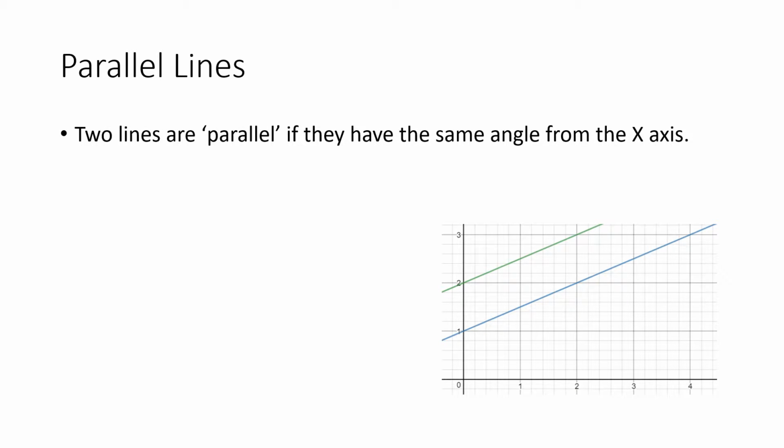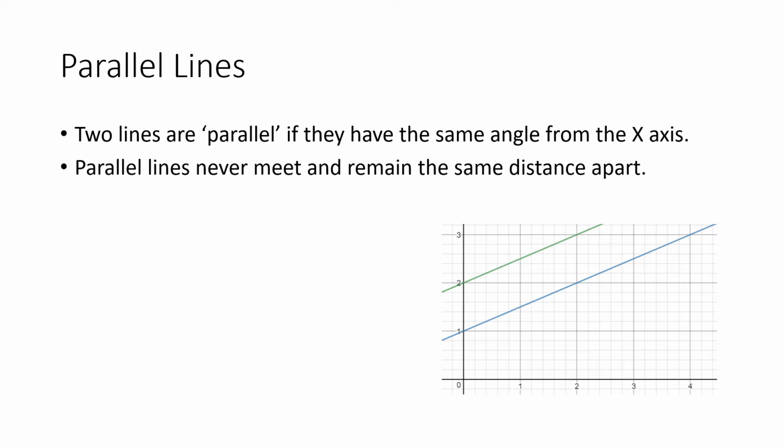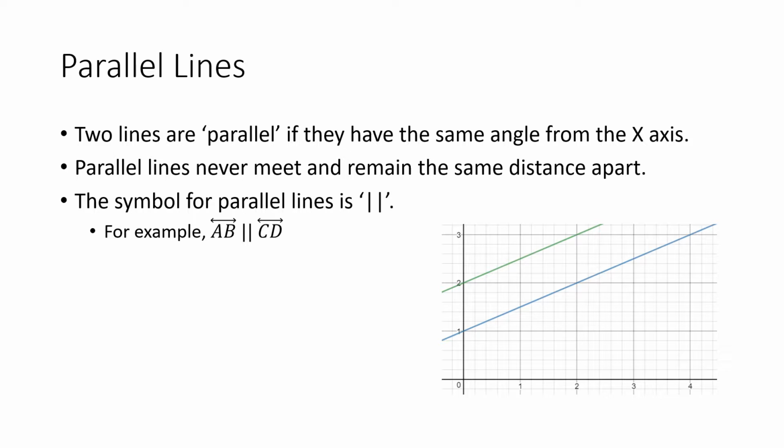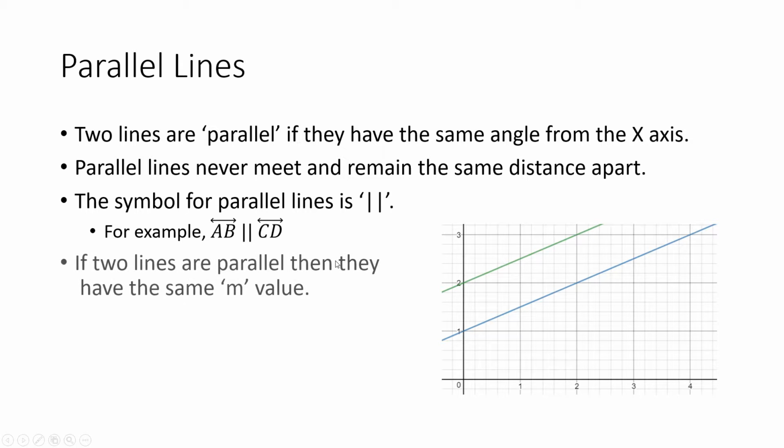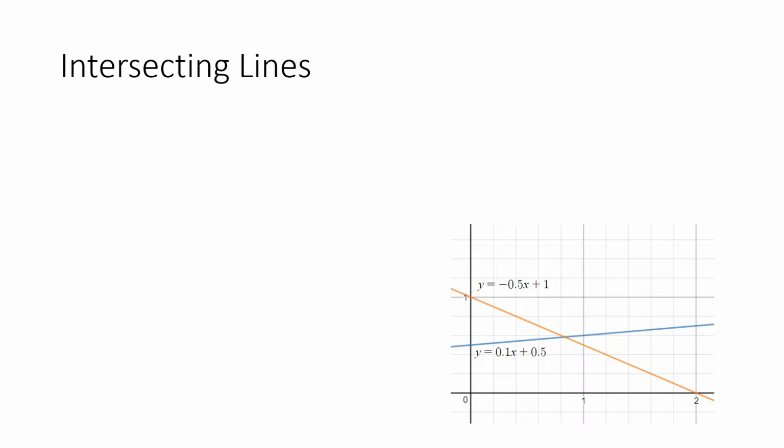Now, two lines are parallel if they have the same angle from the x-axis. Parallel lines never meet, always remain the same distance apart. The symbol for that is two bars. And a line typically has that symbol above it. So the line AB and line CD are parallel. That's how you would see it written. Two parallel lines have the same m value.